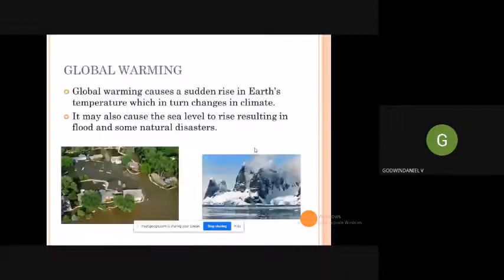Okay, coming to global warming. You know what global warming is. Global warming is nothing but an increase in the Earth's temperature. When global warming occurs, the temperature of the Earth increases, the natural climate changes, and the Earth is heated. Floods may also occur in low-lying areas. You are all aware of Antarctica and the cold regions, where the glacier ice is melting and may cause disasters. This is the major effect of global warming.